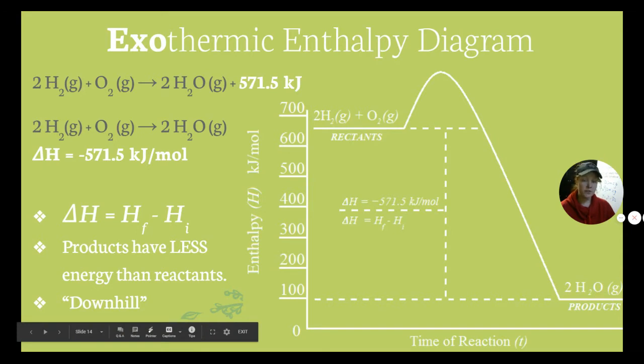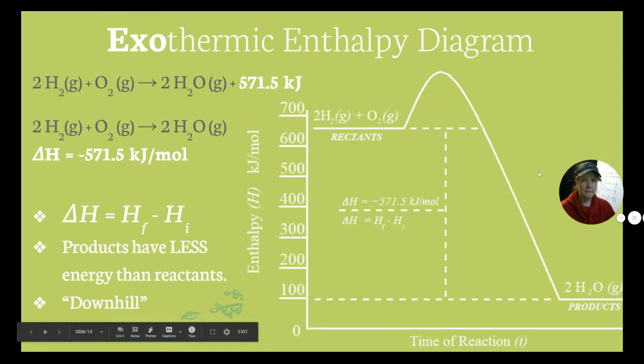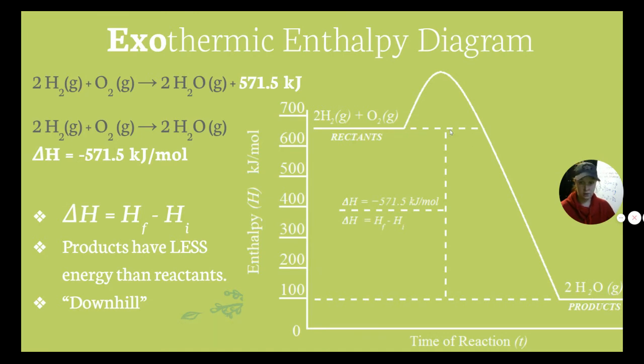What we're trying to find here is the change of enthalpy. You simply take the final enthalpy, of the products, about 100, and the initial enthalpy, which is about 670, and subtract the two. So products minus reactants, or delta H equals H final minus H initial, which gives you negative 571.5-ish kilojoules per mole. Exothermic reactions release energy.